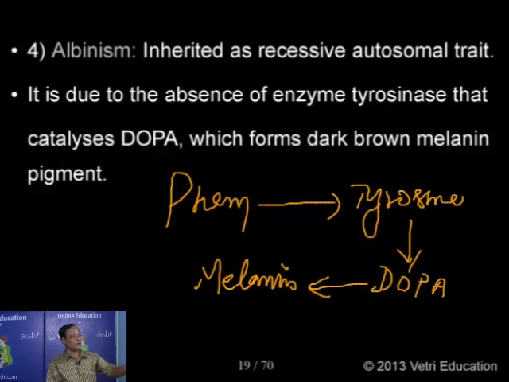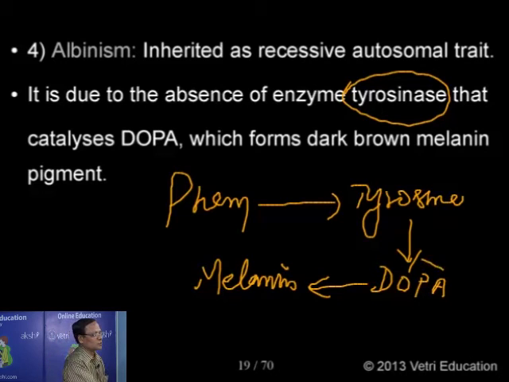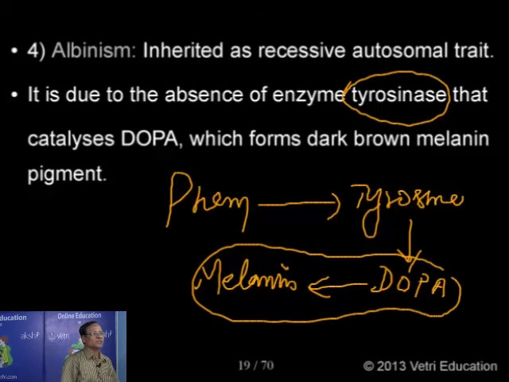Now the phenylalanine, we have the phenylalanine hydroxylase. Now this tyrosine gets converted to DOPA with the help of an enzyme called tyrosinase. And this enzyme is under the control of a particular gene. When the gene undergoes mutation, then no tyrosinase enzyme is produced, or some defective enzyme is formed, and that is normally responsible for the conversion of DOPA into melanin, the dark pigment responsible for skin coloration. That is why the person lacking the pigment becomes white, or albino.